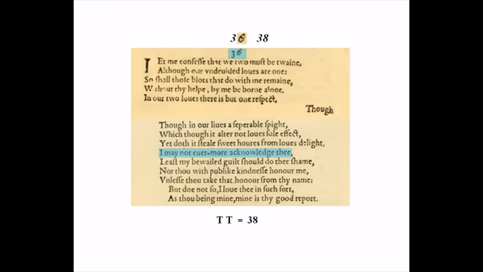The poet is telling the fair youth that, although their love makes them as one person, they must separate, or the youth will be dishonored by their association. This would be true if Henry Wriothesley, the fair youth, was the illegitimate son of Edward de Vere, the poet. A hint to this may be the line, "I may not ever more acknowledge thee." Ever is an anagram of Vere and an abbreviation of E. Vere. So the line might mean that he can never acknowledge Wriothesley as a Vere. "I may not ever more acknowledge thee."